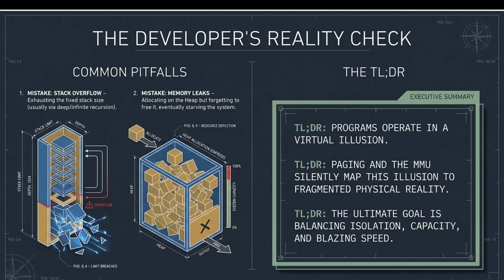So we wanted to know everything about memory management, and this is it. We have had a look through the theory. Programs operate in a virtual illusion. Paging and the MMU silently map this illusion to the fragmented physical reality. The ultimate goal is balancing isolation, capacity, and blazing speed.